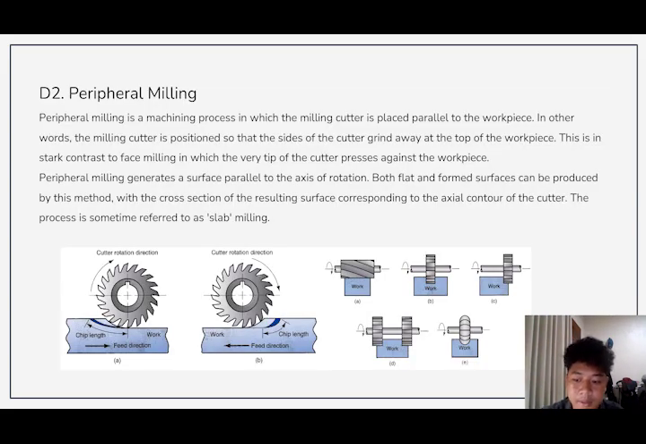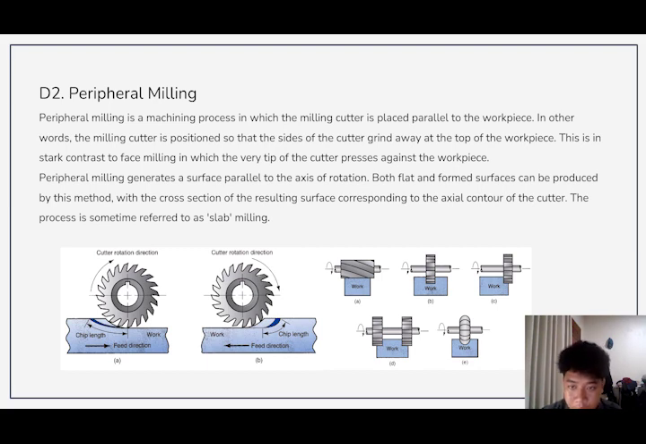Next one is peripheral milling. Peripheral milling is a machining process in which the milling cutter is placed parallel to the workpiece. In other words, the milling cutter is positioned so that the side of the cutter grinds away the top of the workpiece. This is in stark contrast to face milling, in which the very tip of the cutter is pressed against the workpiece. Peripheral milling generates a surface parallel to the axis of rotation.